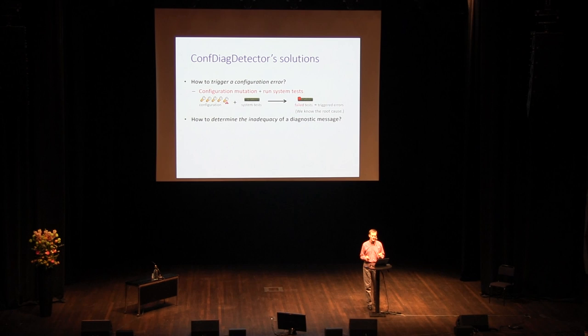Okay, now that we have a root cause and an error message, how do we know if that error message leads a user to that root cause? So we're going to use natural language processing to check the semantic meaning of that error message. In particular, what I want to know is the diagnostic message that the system produced, does it have the same natural language semantics as the section of the manual that discusses that particular configuration option? So today we're going to compare these two things.